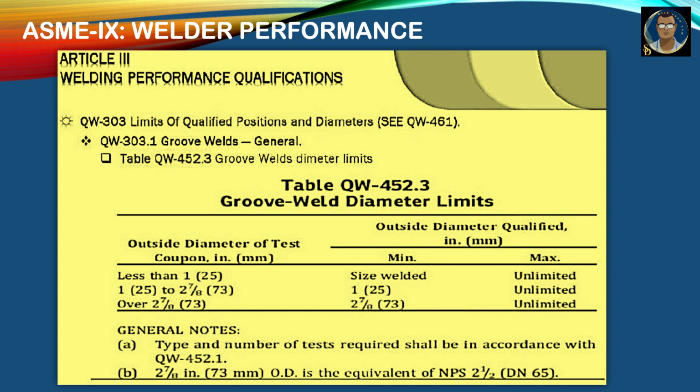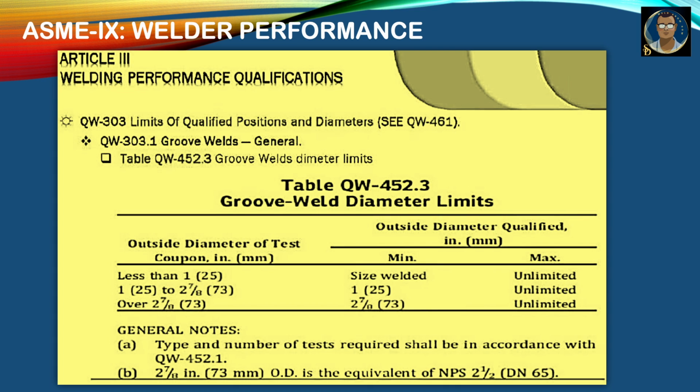QW452.3, there is a groove welds diameter limit, where you can see the outside diameter of the test coupon less than 1 inch. The welder will be qualified for the size welded to unlimited. If the test coupon size is 1 inch to 2 7/8, 73 mm, then he will be qualified from 1 inch to unlimited. Over 2 7/8, meaning 73 mm, he will be qualified from 73 mm to unlimited.